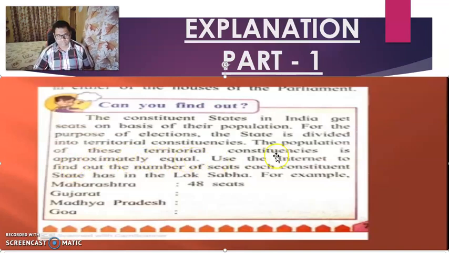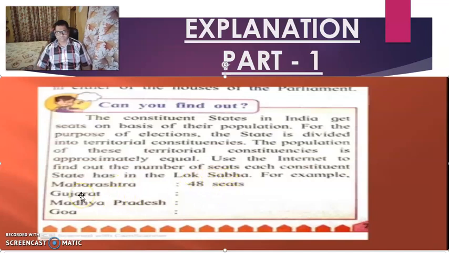Use the internet. Now here you are going to do this work. You are going to use the internet and find out the number of seats each constituent state has in the Lok Sabha. Here one example is given to you, that is Maharashtra. Maharashtra is having 48 seats. You all are going to find out how many seats Gujarat, Madhya Pradesh and Goa are having.